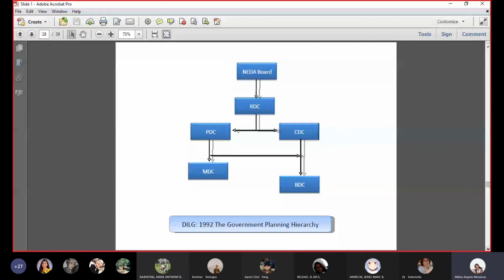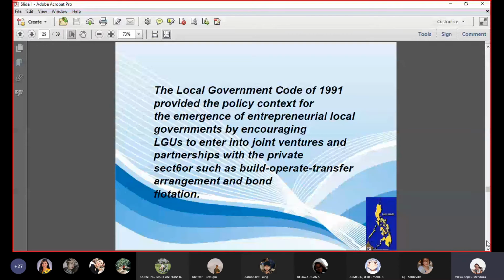Now, the Local Government Code of 1991 provided the policy context for the emergence of entrepreneurial local governments by encouraging LGUs to enter into joint ventures and partnerships with the private sector such as build, operate, transfer arrangement and bond flotation. So, natay mga projects, no, joint venture projects with the private sector to increase our revenues.